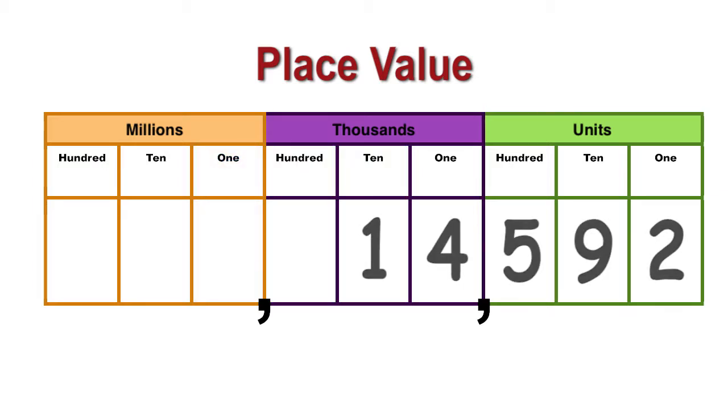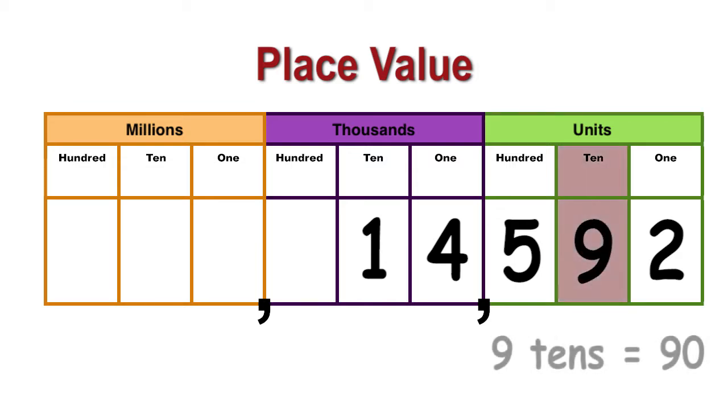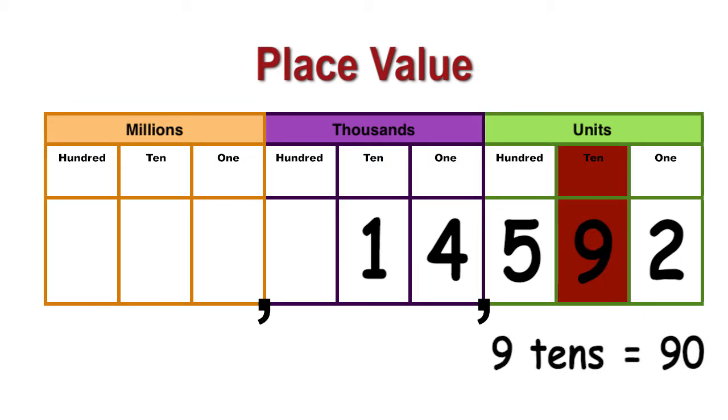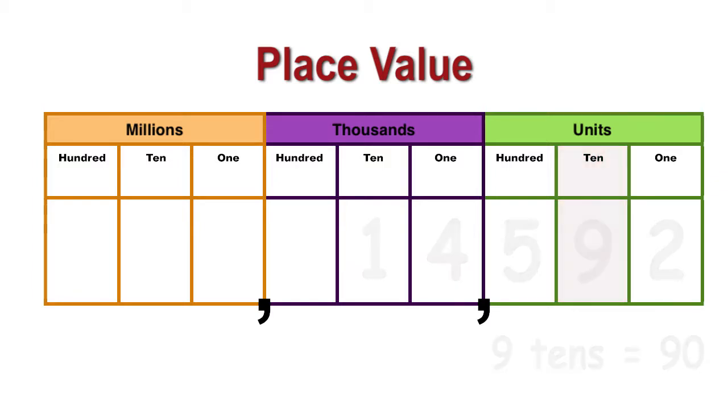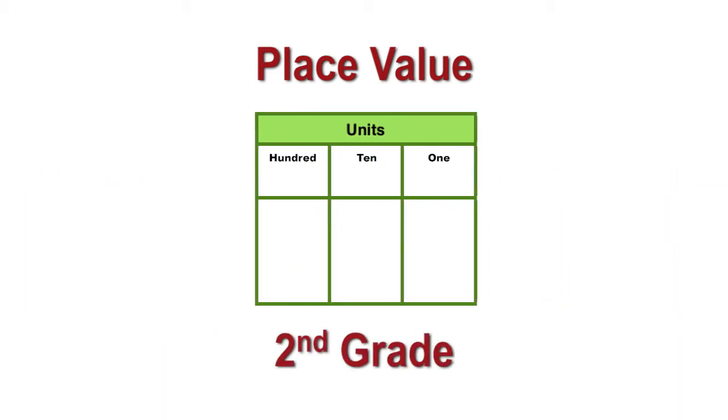In the number 14,592, the 9 represents the 10s place. 9 tens equals 90, so the value of the 9 is 90. Students work with numbers to the hundreds place in 2nd grade. No new place value is added in 3rd grade because the critical focus is multiplication.